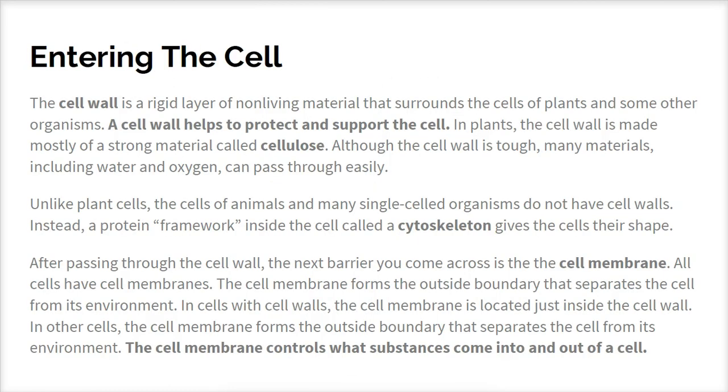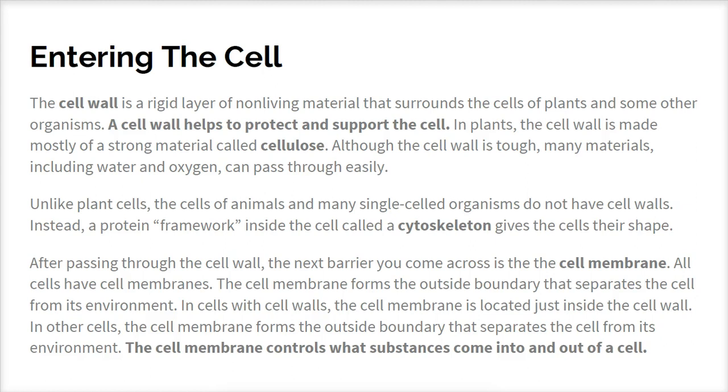Entering the cell. The cell wall is a rigid layer of non-living material that surrounds the cells of plants and some other organisms. A cell wall helps to protect and support the cell. In plants, the cell wall is made of mostly a strong material called cellulose. Although the cell wall is tough, many materials, including water and oxygen, can pass through easily. Unlike plants, the cells of animals and many single-celled organisms do not have cell walls. Instead, a protein framework inside the cell, called a cytoskeleton, gives the cells their shape.